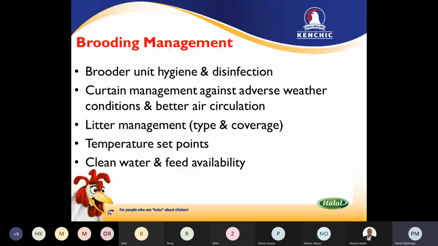Remember humidity, temperature, that is the air temperature and the floor temperature, and the air quality should be acceptable to the chick, so that the chick can acclimatize as early as the first 24 hours in your farm, so that the bird can have a good takeoff.